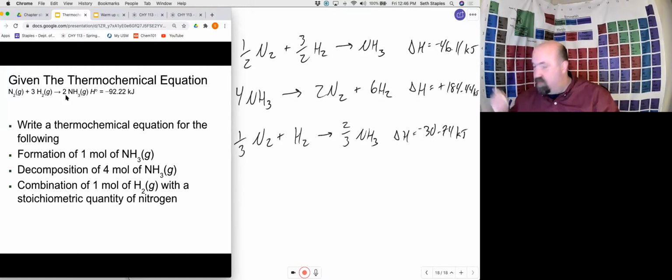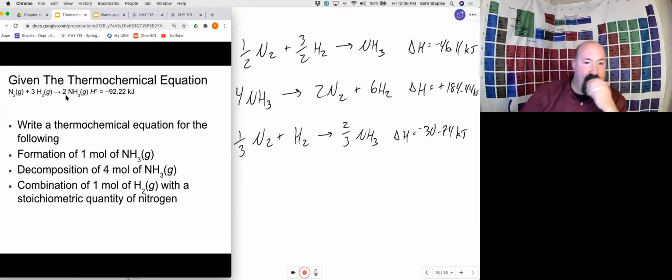Can't forget my negative sign. Negative 30.74 kilojoules. And so in thermochemical equations, it is okay to have fractional coefficients. We're not looking at balancing. When we're looking at this, we're not looking at the idea of balancing a chemical equation, coming up with our simplest whole number ratio.